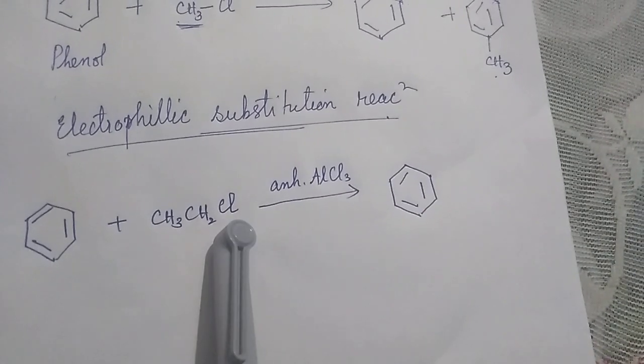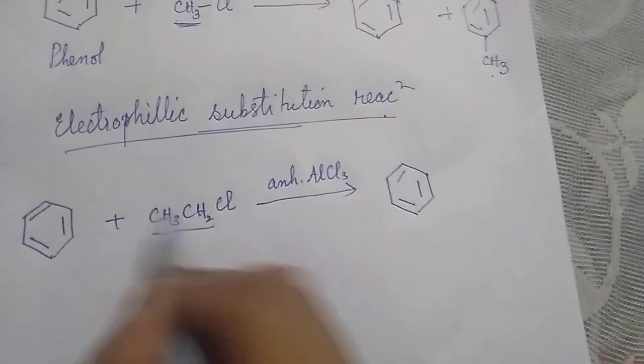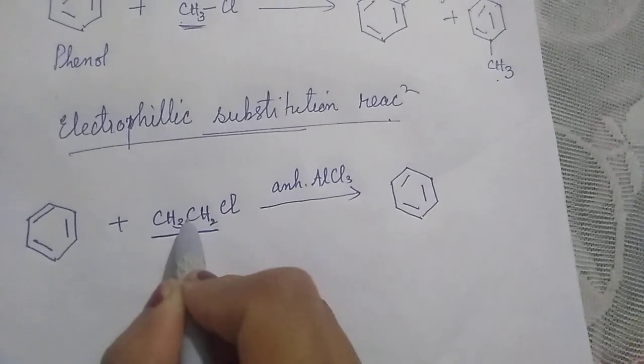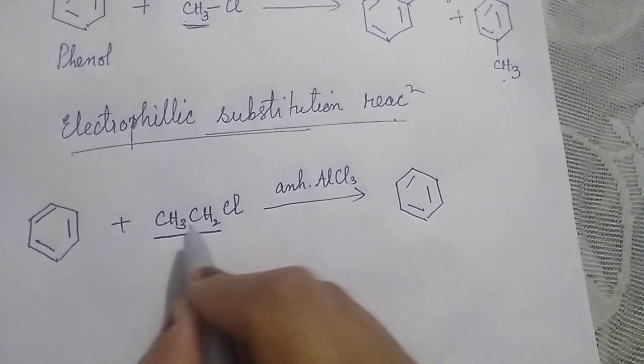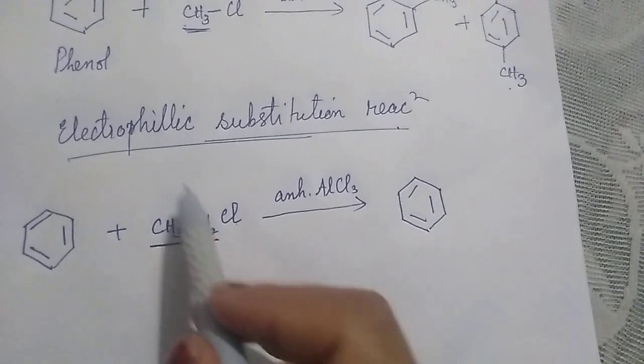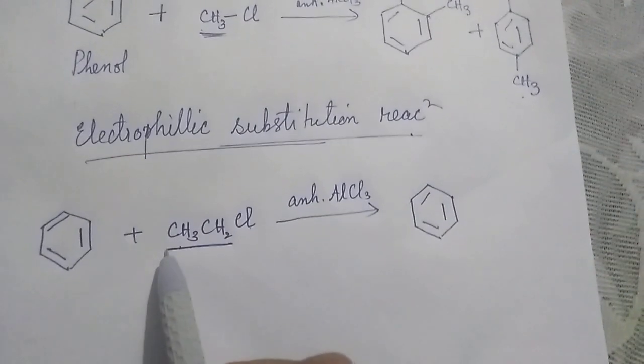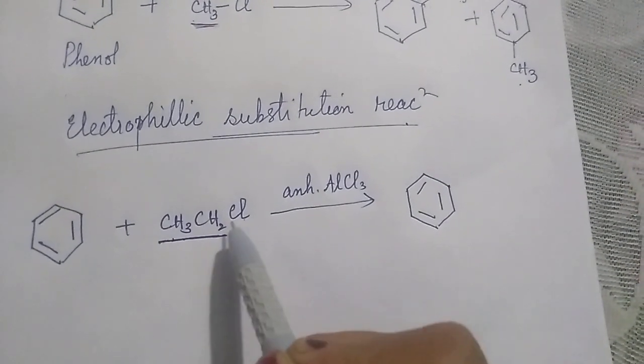We'll talk about alkylation, so this is the alkyl halide. Here this is your alkyl. The carbon part is your alkyl and this is the alkyl halide. So we are going to identify which one is your alkyl. Now we know this is your alkyl halide.